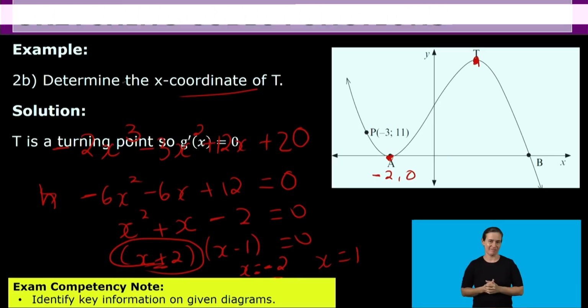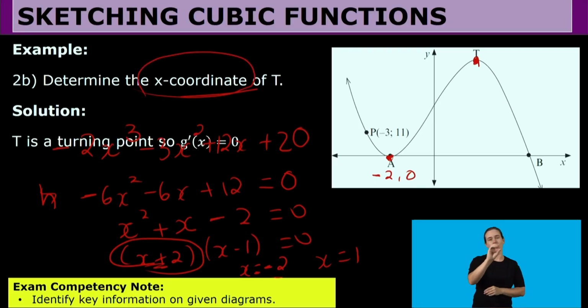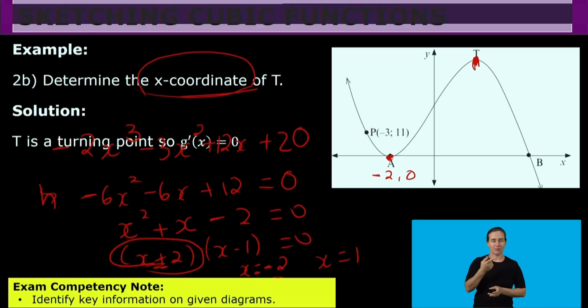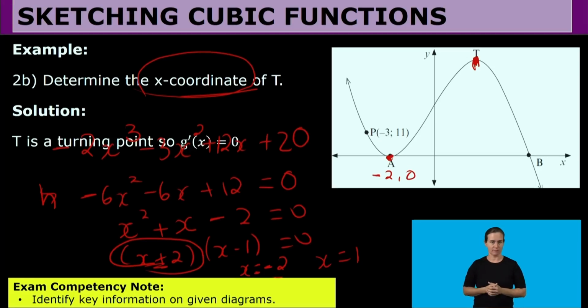Okay, they only asked us for the x coordinate. They didn't say find the coordinates of the turning point. So therefore, x is equal to 1 is the answer to this question. It is the x value at point T.